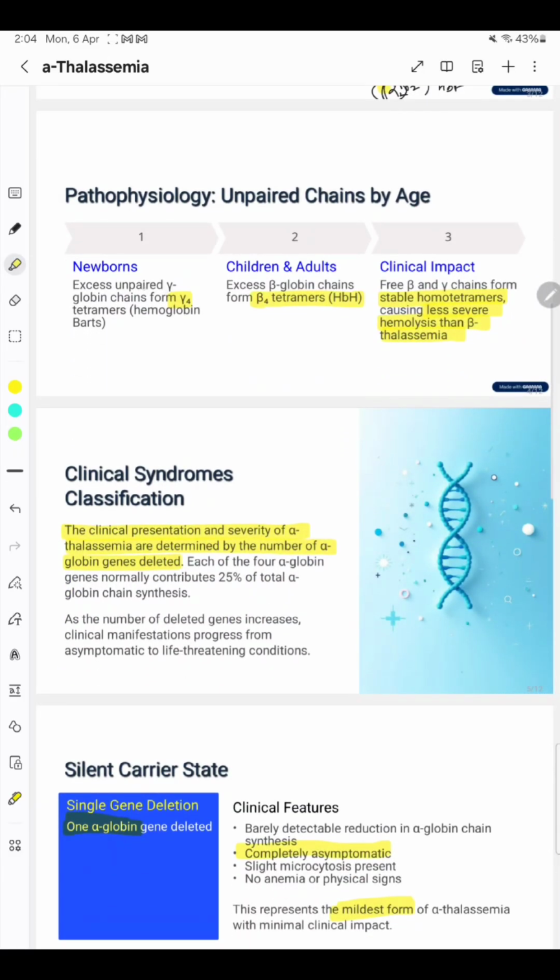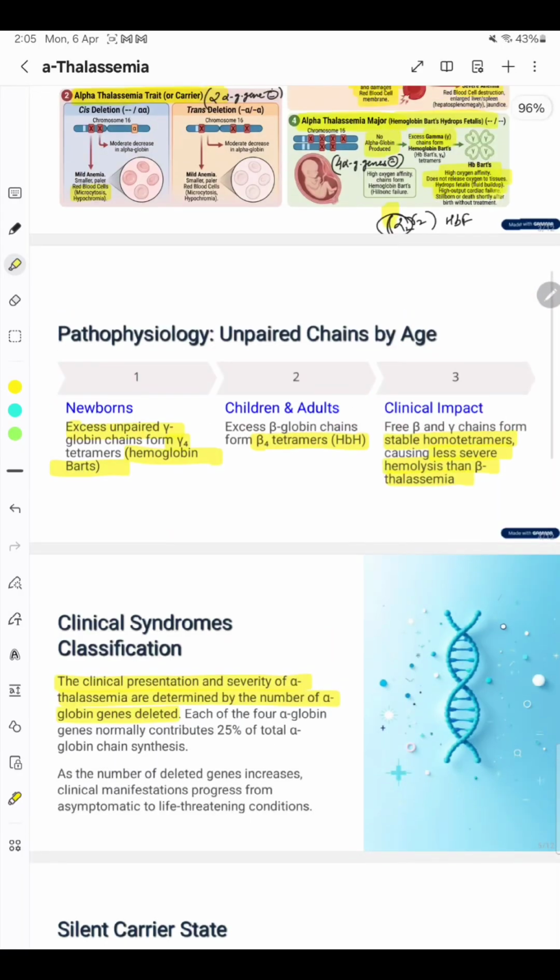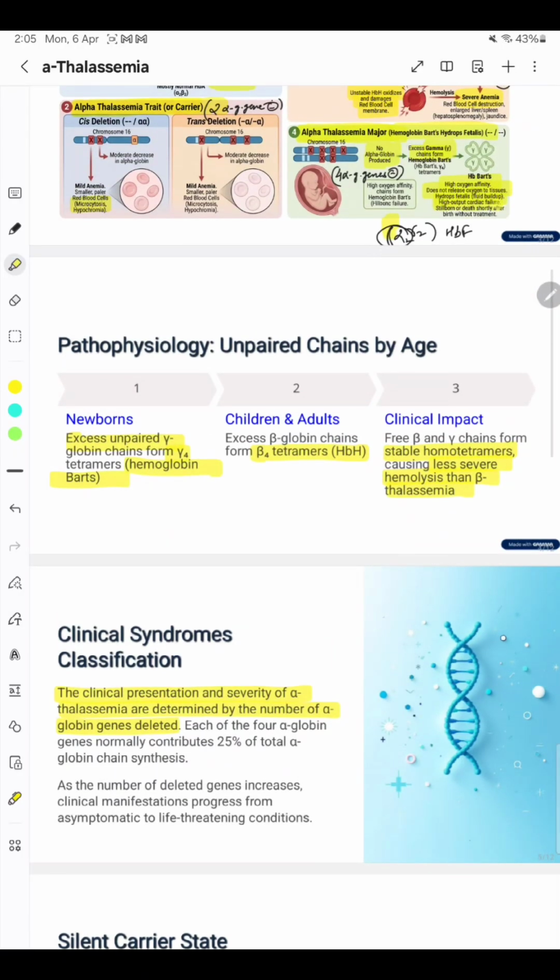As in newborn, there is excess gamma globulin. They form gamma 4 tetramers. This condition is seen in hydrops fetalis or hemoglobin Barts.